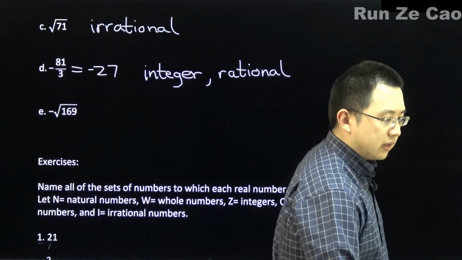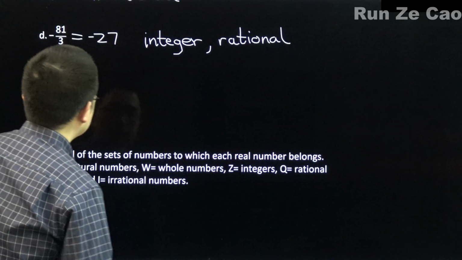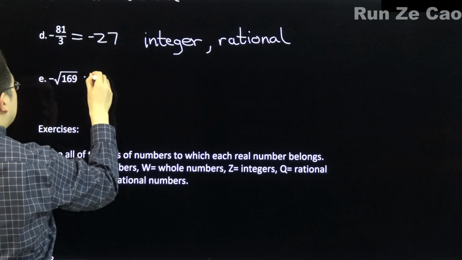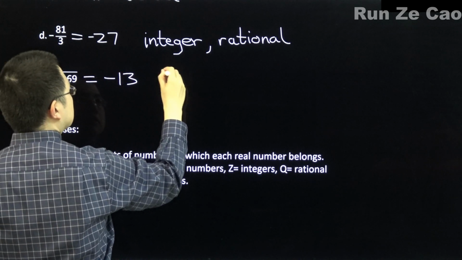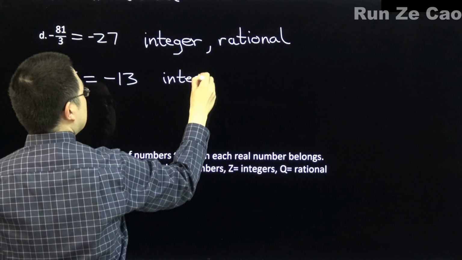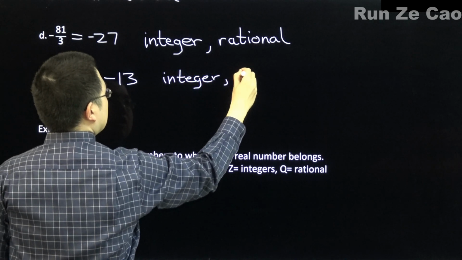Negative root of 169, that's -13. So it's an integer, and it's rational.